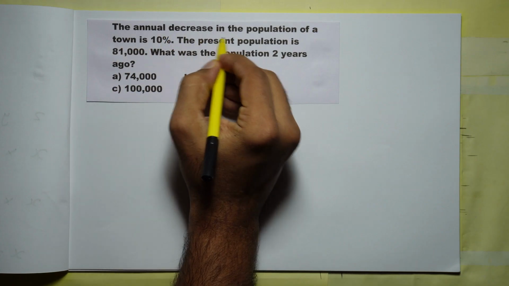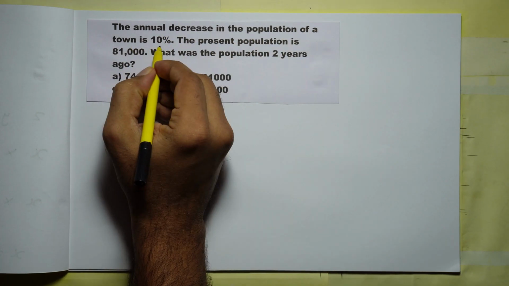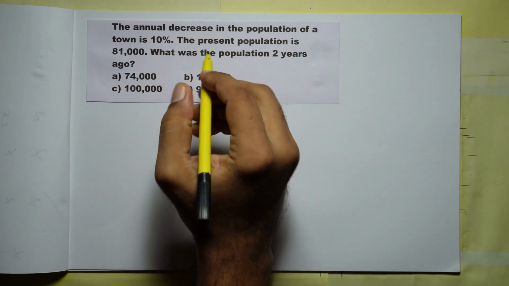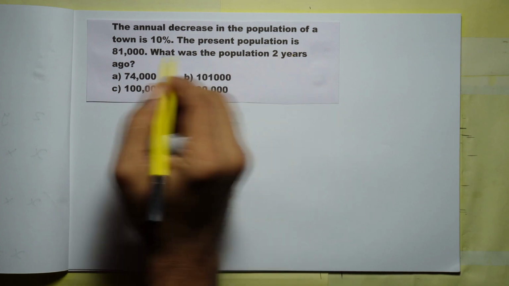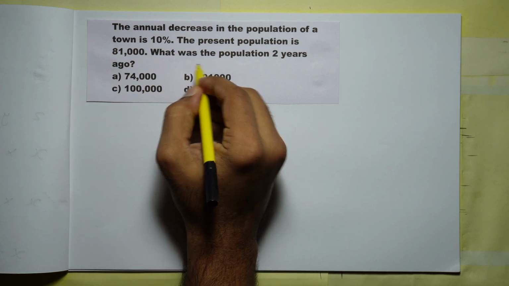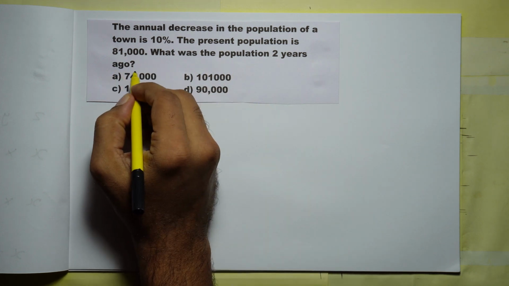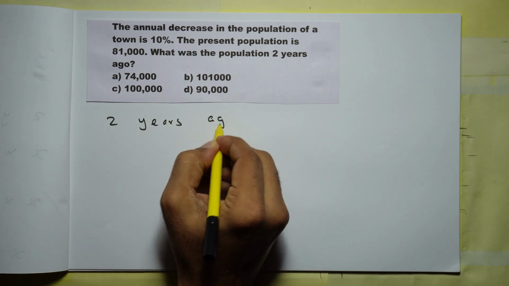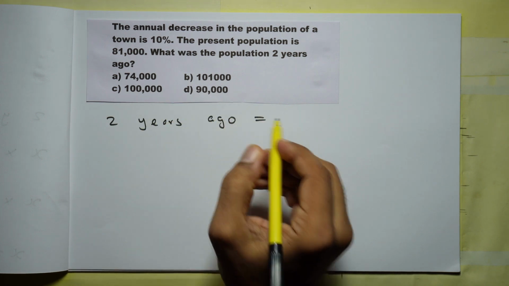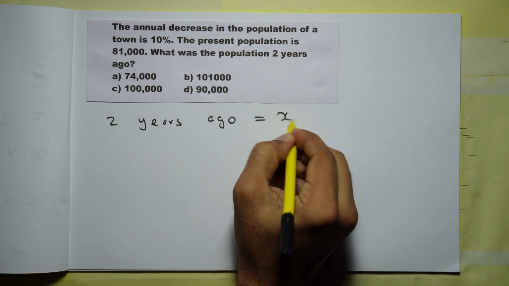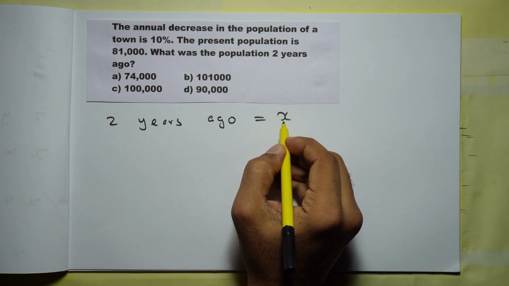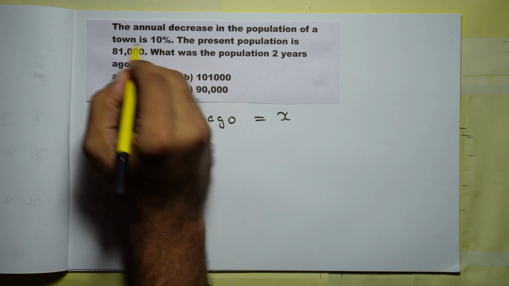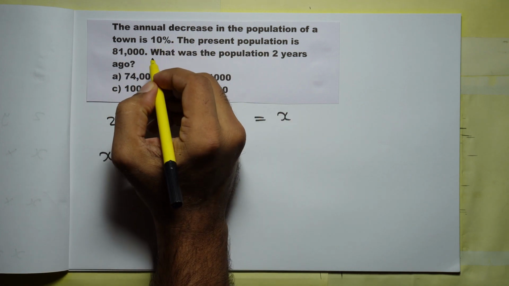The annual decrease in the population of a town is 10%. So every year it is decreasing by 10%. The present population is 81,000. What was the population 2 years ago? So 2 years ago we will assume that the population is X, and X is what we need to find out. So 2 years ago it is X, and every year it is decreasing by 10%.